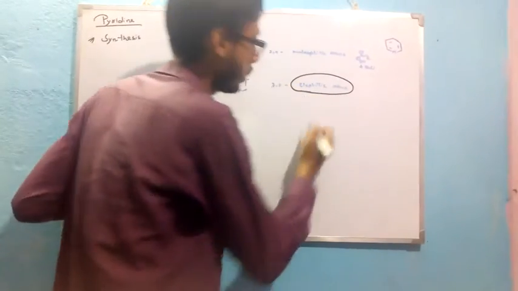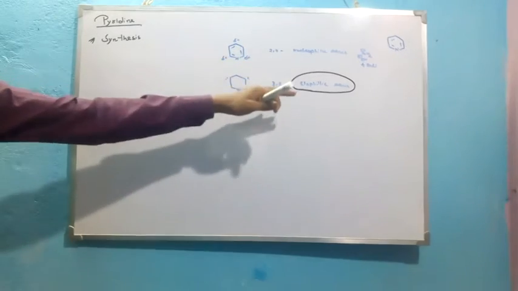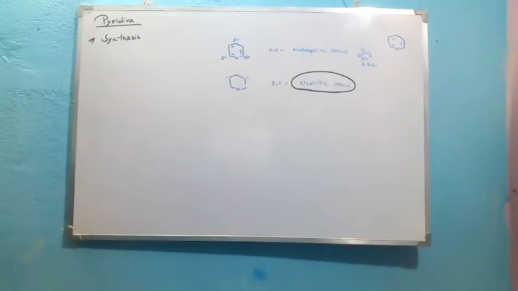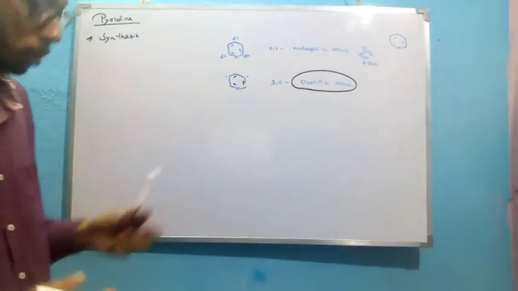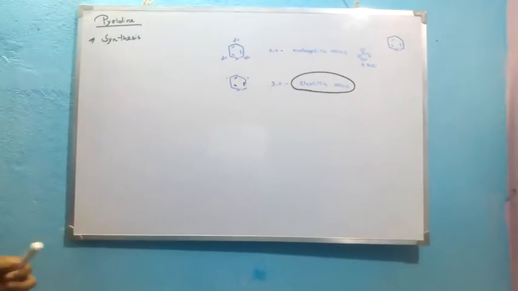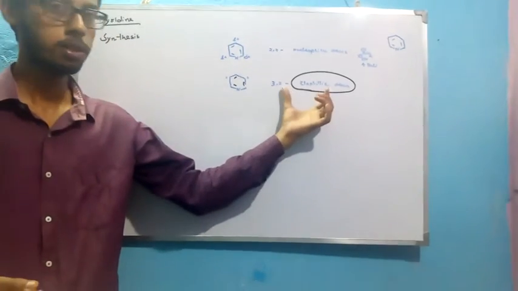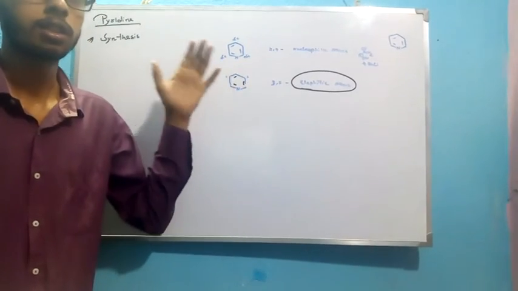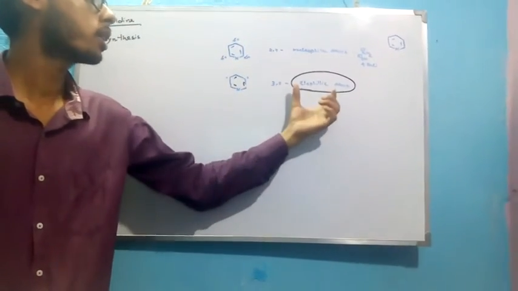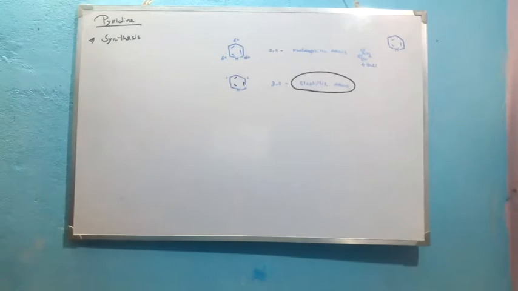The important point is that in electrophilic substitution, pyridine is less active toward the electrophile as compared to benzene. I repeat, the electrophilic substitution reaction of pyridine is less active, or it is hindered, as compared to benzene, and this is due to 2 reasons.